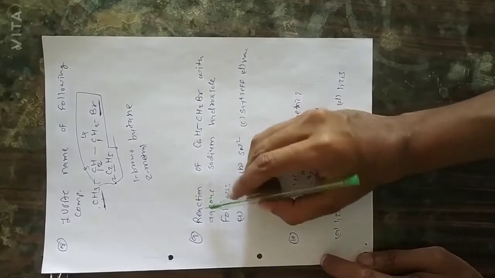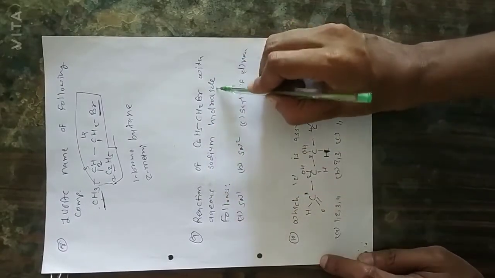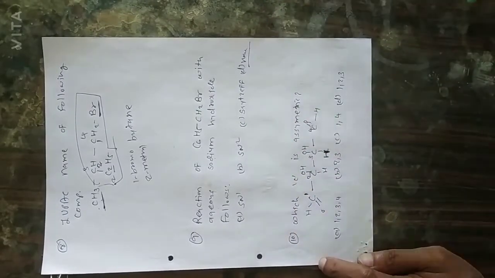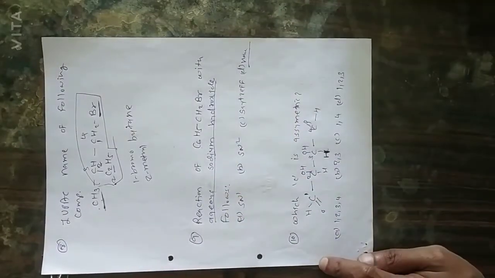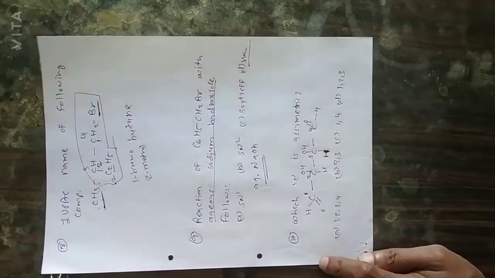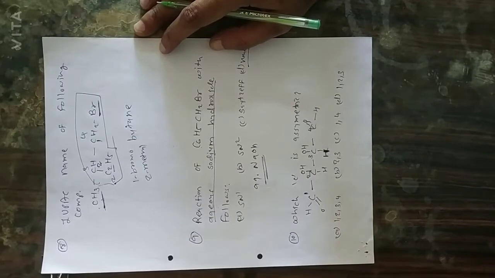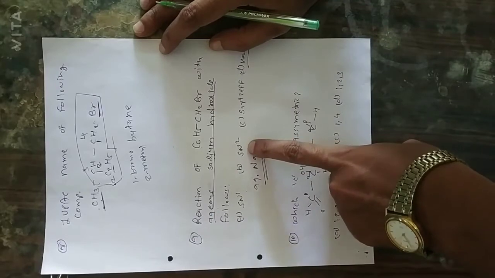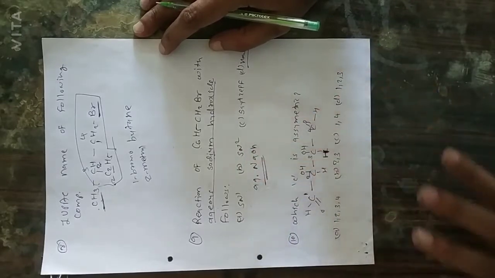Now the next one: reaction of C6H5CH2Br with aqueous sodium hydroxide follows SN1, SN2 or SAT-SAP rule, or none. Now which reagent is given to you? Aqueous sodium hydroxide, means aqueous NaOH. Now I told you already that if aqueous NaOH is there, it will give a substitution reaction. So the reaction will undergo either SN1 or SN2 because it is nucleophilic substitution in both of these. So a substitution reaction will be there.